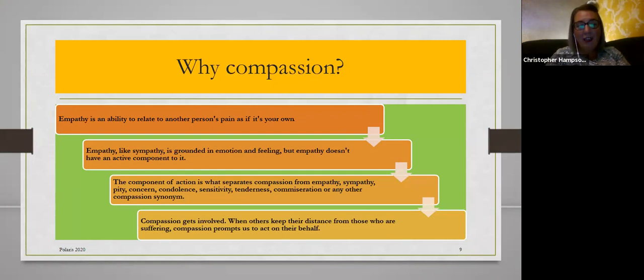Empathy, like sympathy, is grounded in emotion and feeling, but empathy doesn't have an active component to it. The component of action is what separates compassion from empathy, sympathy, pity, concern, condolence, sensitivity, tenderness, commiseration, or any other compassion synonym. Compassion gets involved. When others keep their distance from those who are suffering, compassion prompts us to act on their behalf.